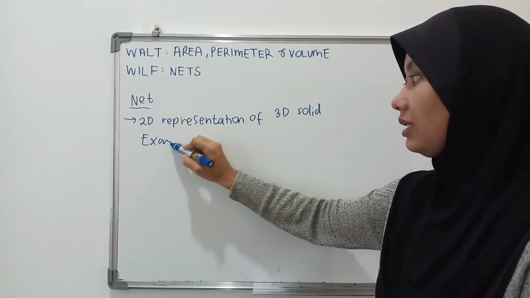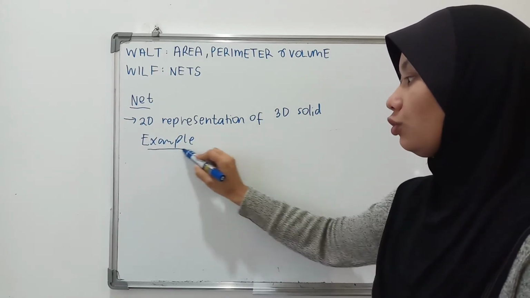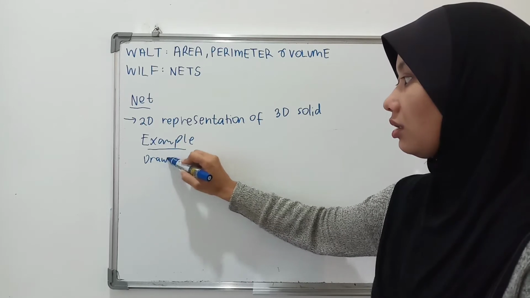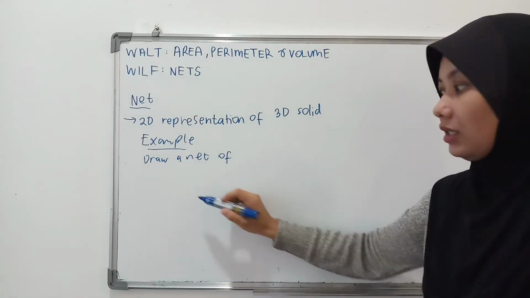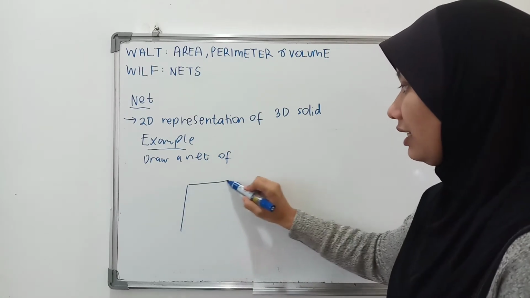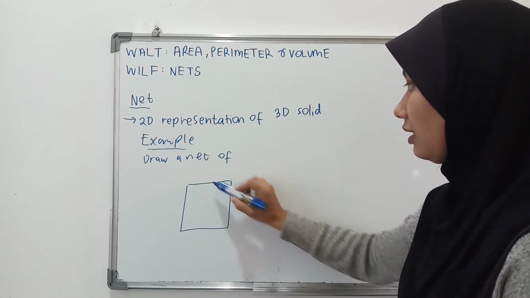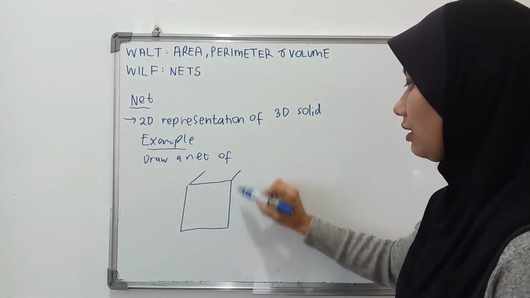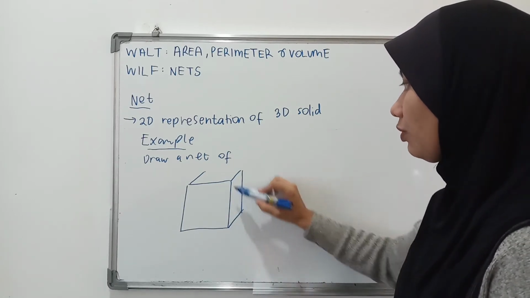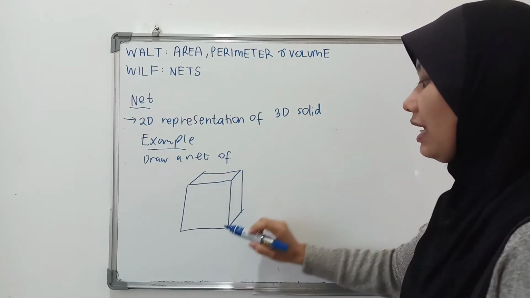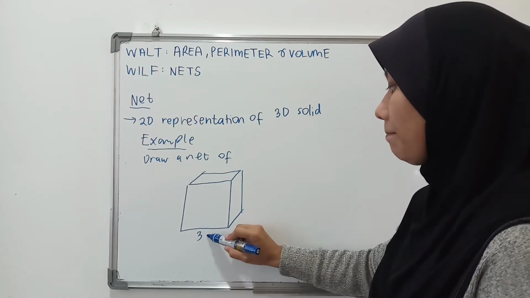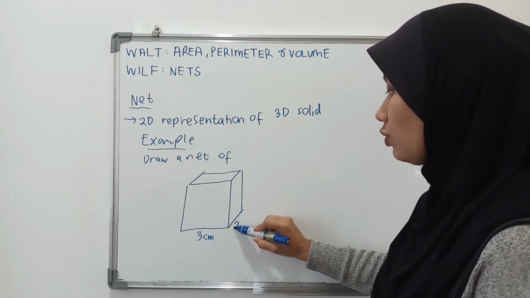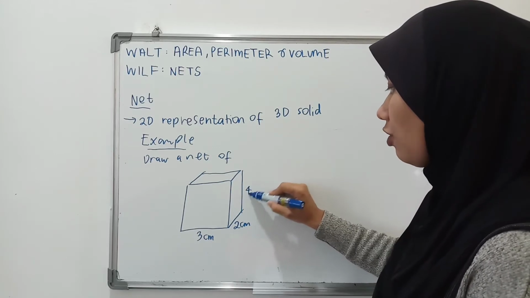So, I have an example here. I want you to draw a net of this solid. Please copy it inside your book. And I put dimensions as well now. This is 3 cm, this is 2 cm, and this is 4 cm.